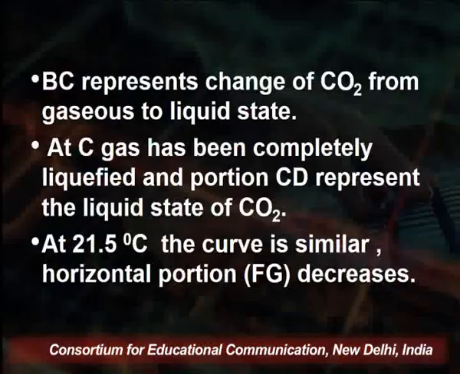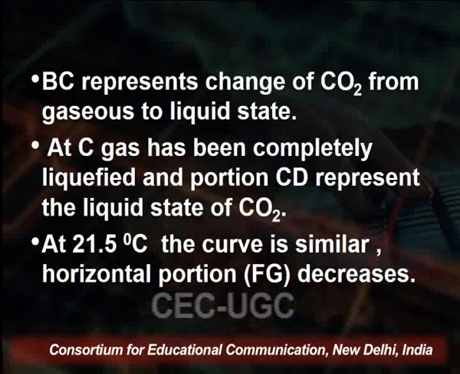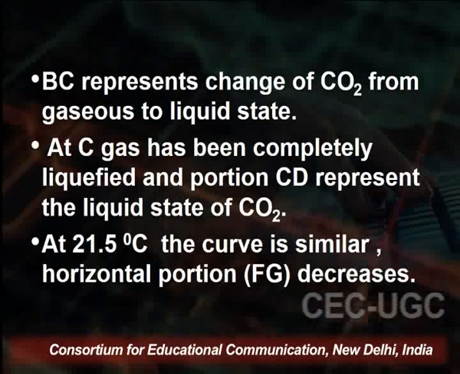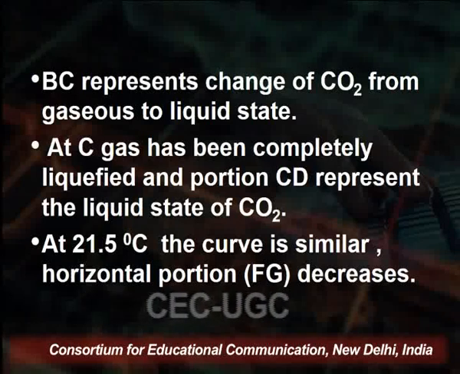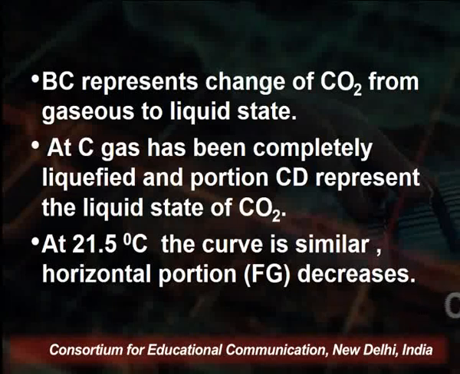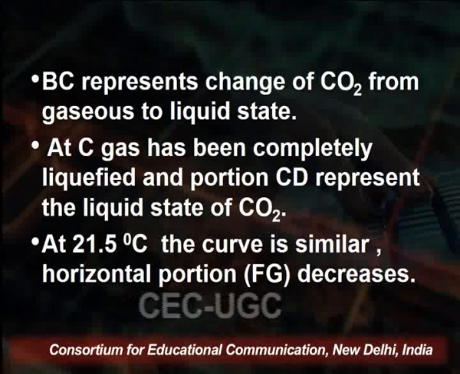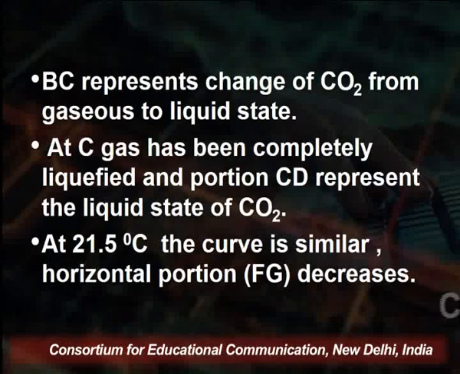BC represents the change of CO2 from gaseous to liquid state. At point C, the gas has been completely liquefied, and the portion CD represents the liquid state of CO2. At 21.5 degrees Celsius, the curve is similar to the above, but with one difference, the horizontal portion FG is decreasing. So, what are the experimental findings that Andrew made known?